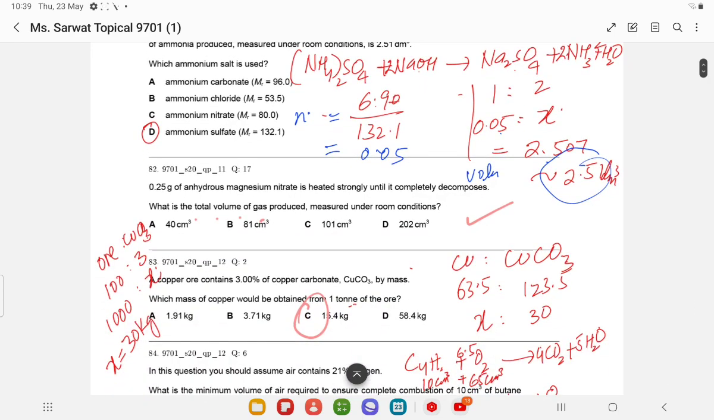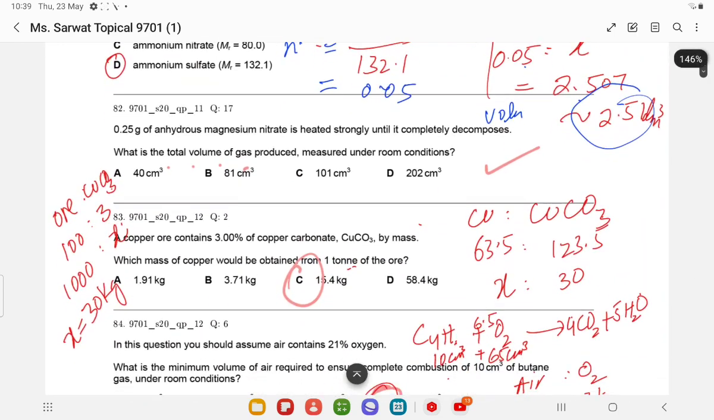Next question is 0.25 gram of anhydrous magnesium nitrate is heated strongly until it completely decomposes. What is the total volume of gas produced, measured under room conditions? We know that 0.25 gram of magnesium nitrate is heated.